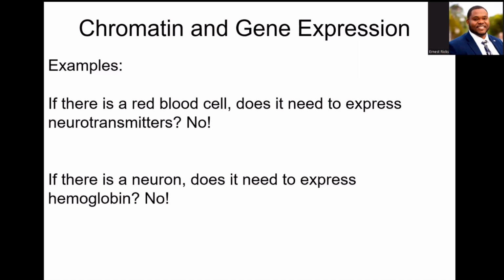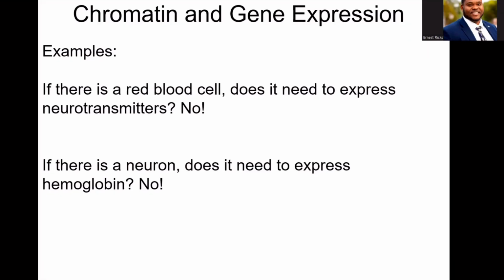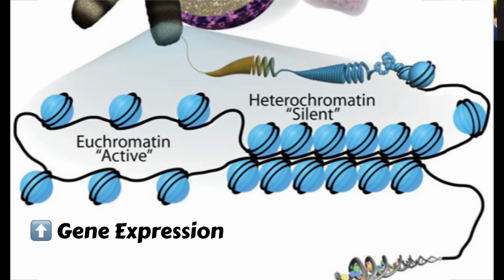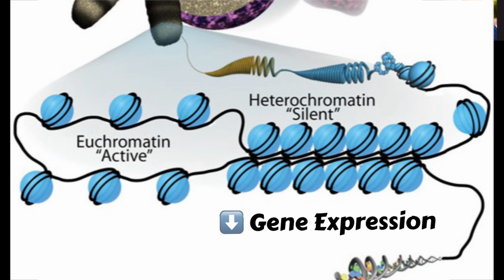They'll most likely be turned off through what we talked about, which is heterochromatin versus euchromatin. If a cell never needs to express a protein, it can be kept in the heterochromatin state. That way, those genes will never get turned on. So if you take nothing else away, you should take away loose chromatin, high gene expression. Heterochromatin, or highly dense or highly condensed chromatin, no gene expression. Loose, yes. Tight, no. If you walk away with that from this talk, that's great, right?